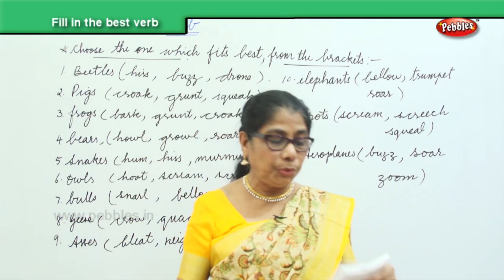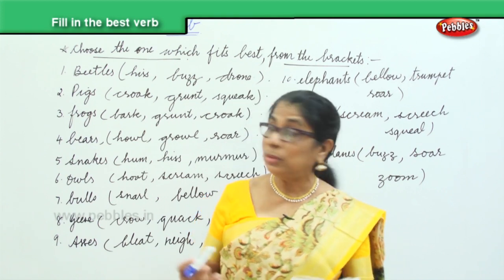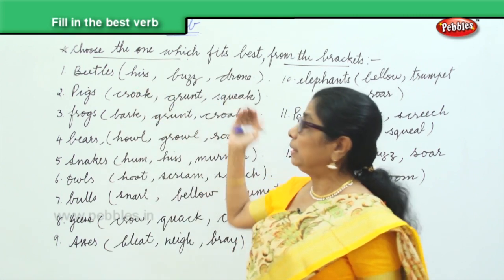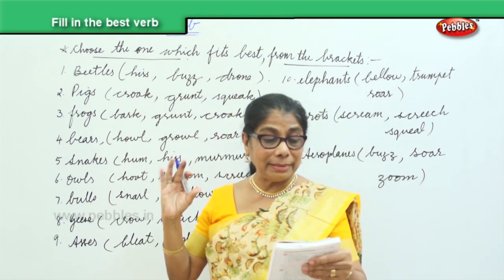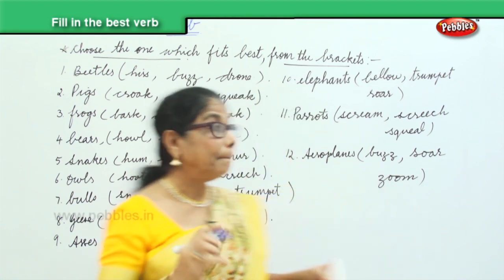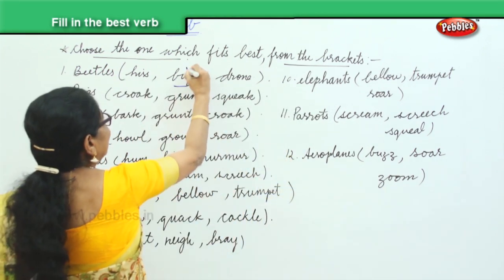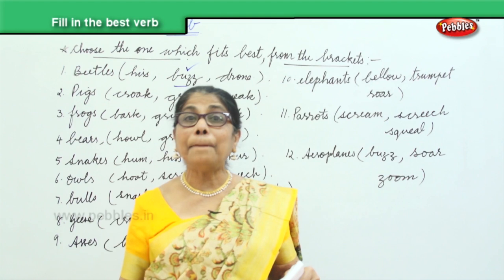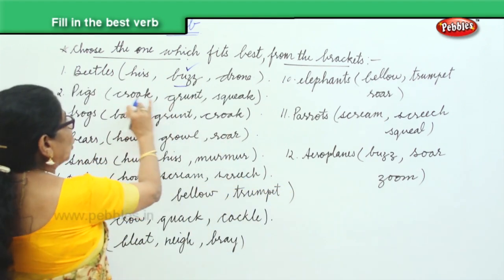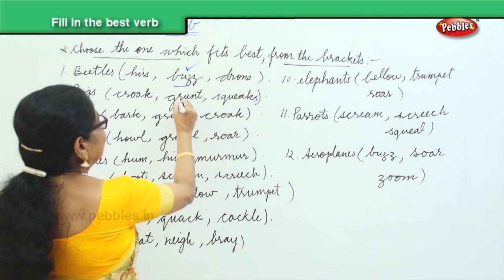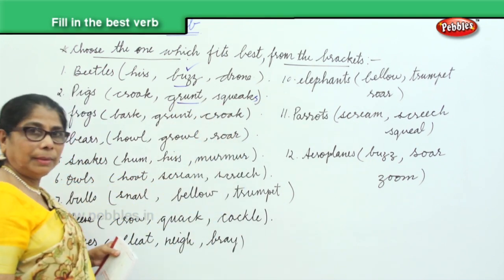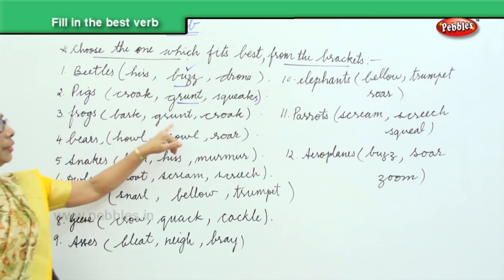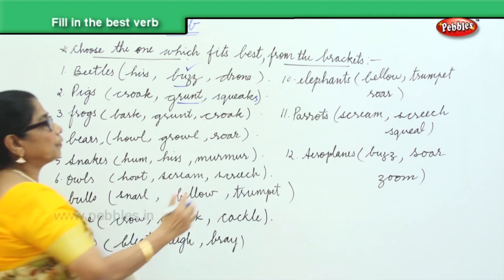What does the beetle do? When you say beetle, you don't say beetle make the sound hiss. No, you don't say beetle drone. You will say beetles buzz. They make a big noise. The beetles buzz. Pigs, what is the noise the pig makes? Pig grunts. You won't say pig croak, pig squeaks. The pigs grunt. Frogs, you don't say frogs bark. You don't say frogs grunt. You say the frogs croak.